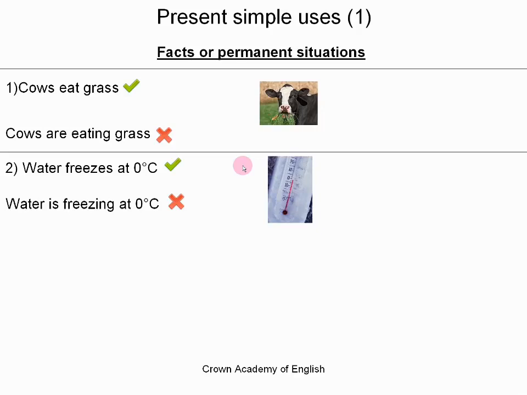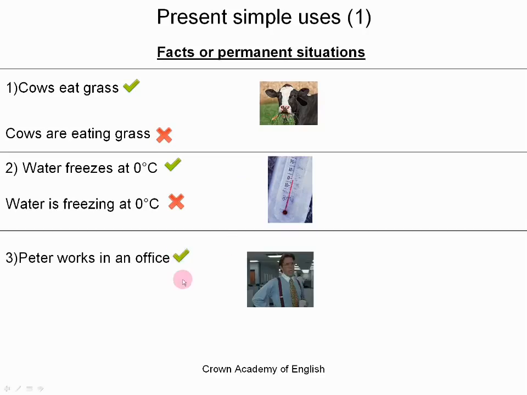Let's have a look at another example. If somebody wanted to know, where does Peter work every day? What is his job? Does he work in a hotel? Does he work in a hospital? Does he work in a factory? No, Peter works in an office. It's a fact. He always works in an office. So we're talking about what Peter does permanently, all the time. We're not asking what Peter is doing now. We're asking, where does Peter work? And so we answer using the present simple tense. Peter works in an office.